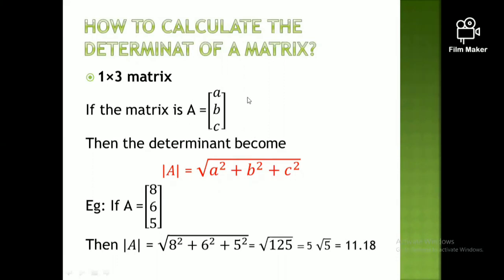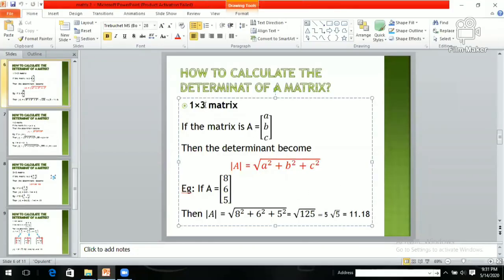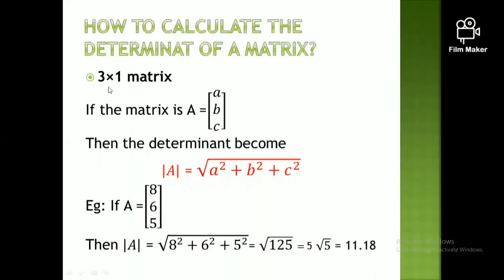Now, with your previous knowledge, can you understand whether it's a 1 by 3 matrix? No, this is not a 1 by 3 matrix. This should be a 3 by 1 matrix. Shall we make it correct? Yeah, there are 3 rows with 1 column.